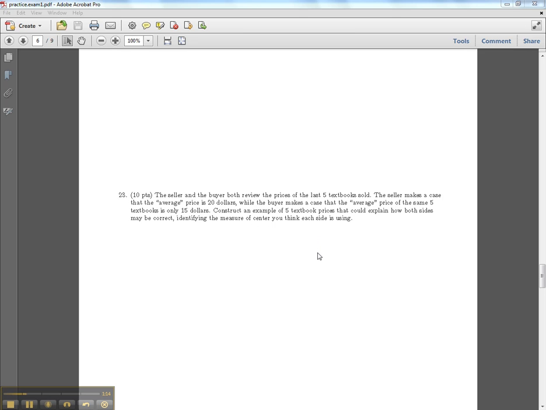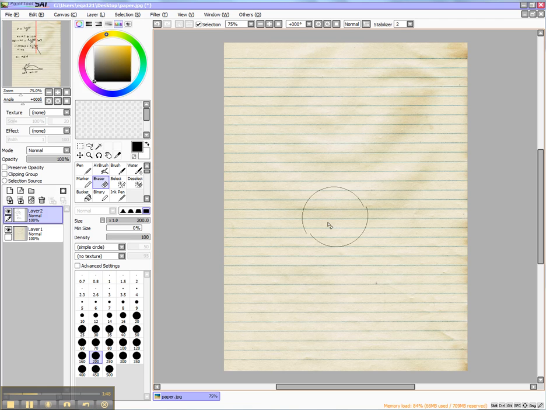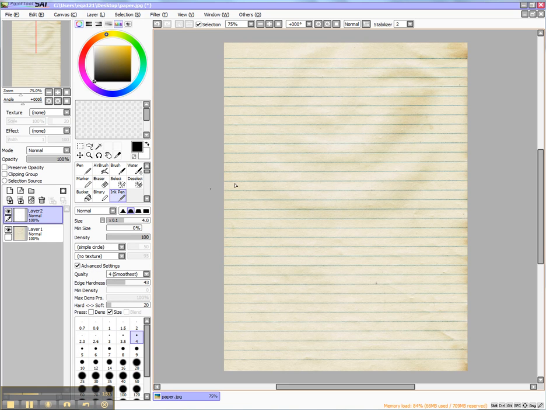So the measures of center are median and mean. This average number doesn't really specify whether it's the mean or median. That's why the seller and buyer are both arguing what the average is. So what you need to do is construct a combination of 5 numbers that results in either a mean of 15 and a median of 20, or the flip side of that, a median of 15 and a mean of 20. It makes more sense if I just write it out and do it by hand. So this is what I mean by constructing a combination of 5 numbers.